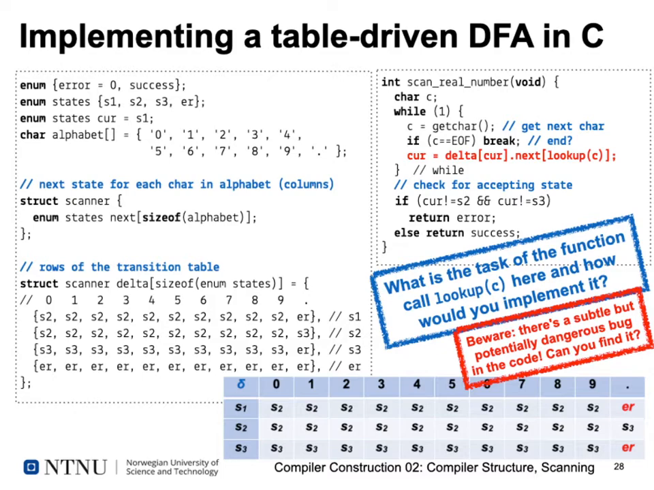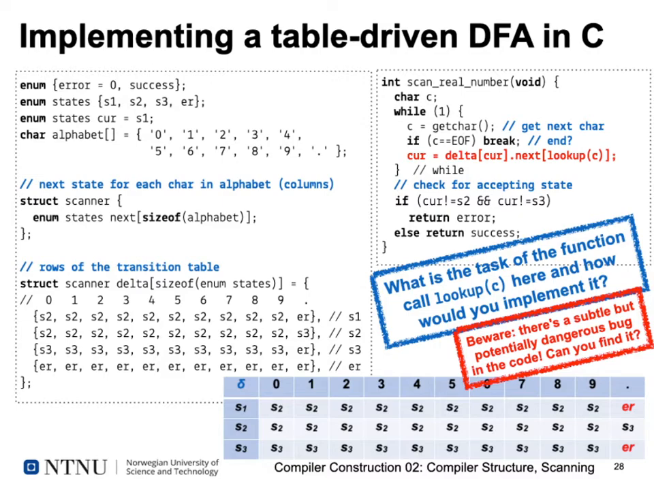This data structure has a number of entries. So this is called delta because it represents our delta function. And for each of the states, it has one line. And each of these lines has a number of entries here, which represent the subsequent state. So essentially, it's just writing down your table as a C data structure here. So each row consists of all the follow states for a given state, which makes it very easy to change, and it makes it easy to interpret.